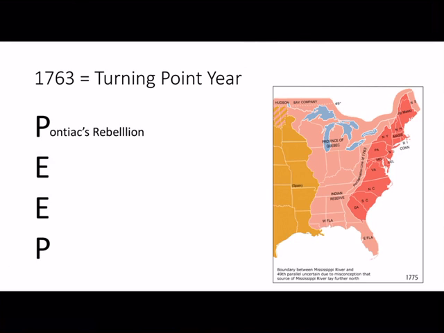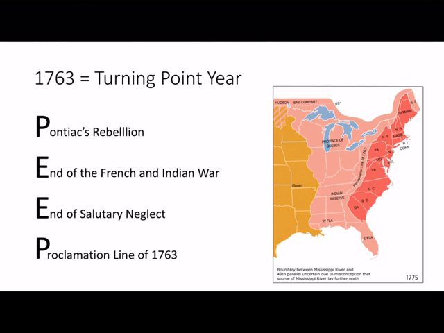So I said I want to come back to the acronym PEEP at the very end. Again, 1763 is a turning point year. We have Pontiac's Rebellion against the British. That first P is actually going to cause the second P, because of Pontiac's Rebellion, British Parliament passed the Proclamation Line of 1763. And then we look at the end of the French and Indian War, because of all the debt accumulated in that war, that's going to cause the second E, the end of salutary neglect. So the P causes the P, and the E causes the E.